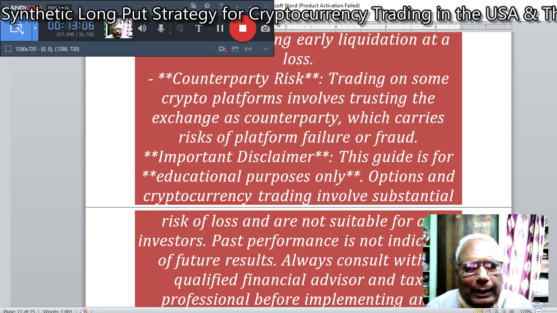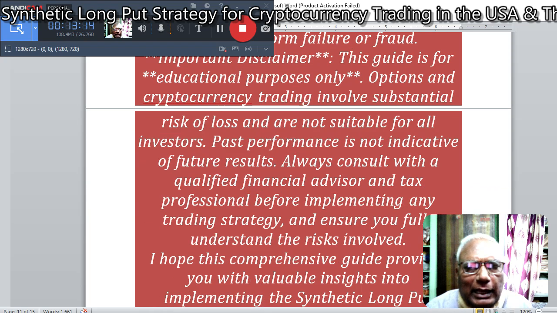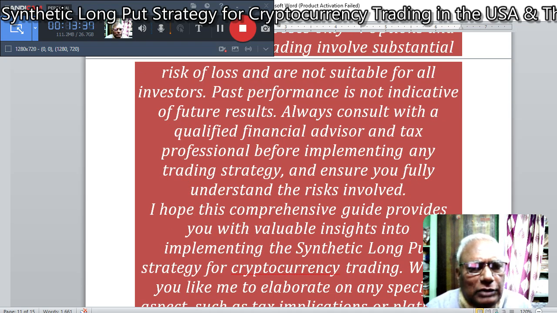Important disclaimer: this guide is for educational purposes only. Options and cryptocurrency trading involve substantial risk of loss and are not suitable for all investors. Past performance is not indicative of future results. Always consult with a qualified financial advisor and tax professional before implementing any trading strategy, and ensure you fully understand the risks involved.